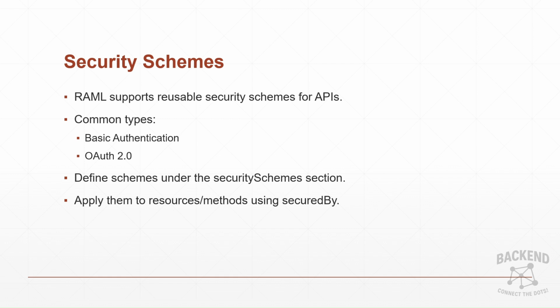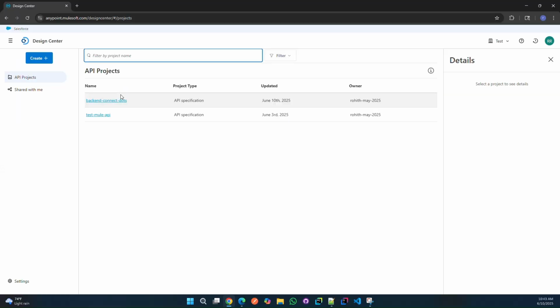In RAML, the security scheme is also supported. So you can implement basic authentication security or OAuth authentication. These are the two main security schemes you can apply on the RAML. Apart from these there are other things also. But for now, we'll discuss what basic authentication and OAuth authentication are and how we implement them in RAML. I'll show you in the coming video how to create a RAML template in our Design Center.